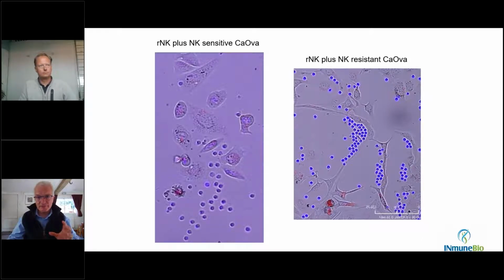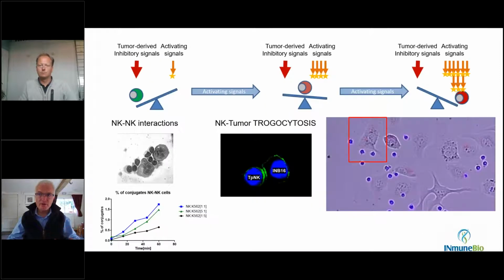So what's the difference there? If we look at how NK cells work, we all know about tumor-derived inhibitory signals, both from the tumor cell and from the tumor microenvironment, and activating signals that are present on tumor. And as those activating signals increase, the NK cell moves from rest through a primed and activated state to a point where it can kill the tumor cell.